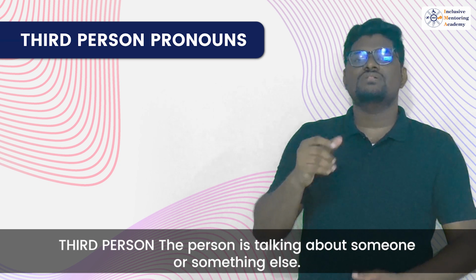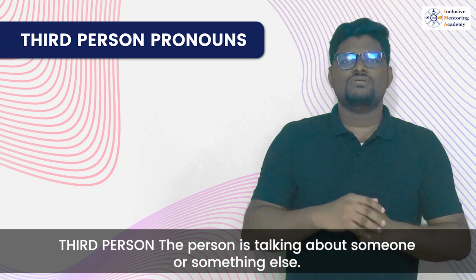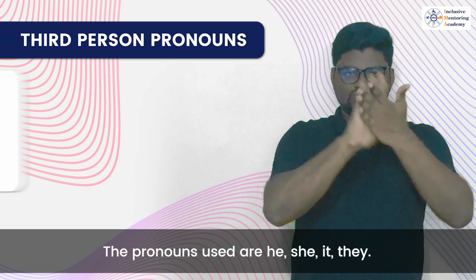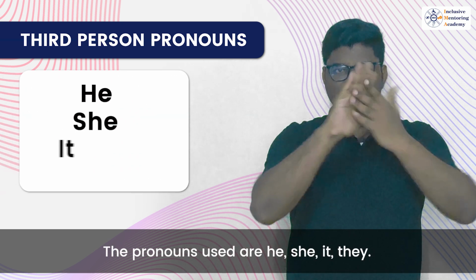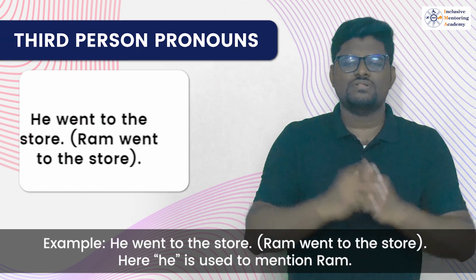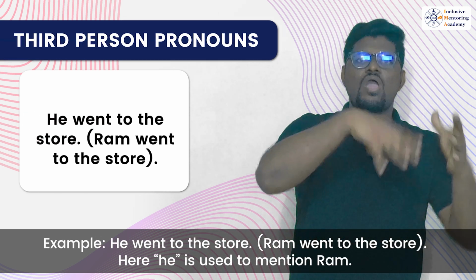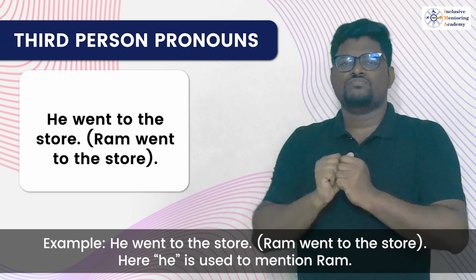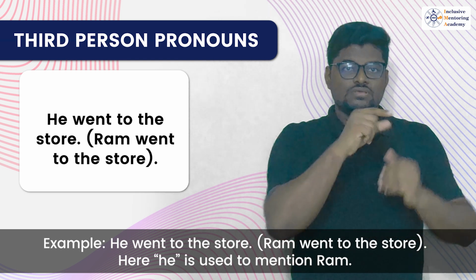Third person. The person is talking about someone or something else. The pronouns used are he, she, it, they. Example: he went to the store. Ram went to the store. Here, he is used to mention Ram.